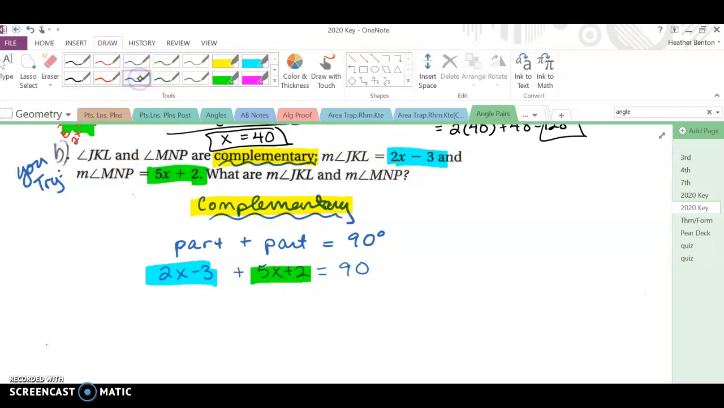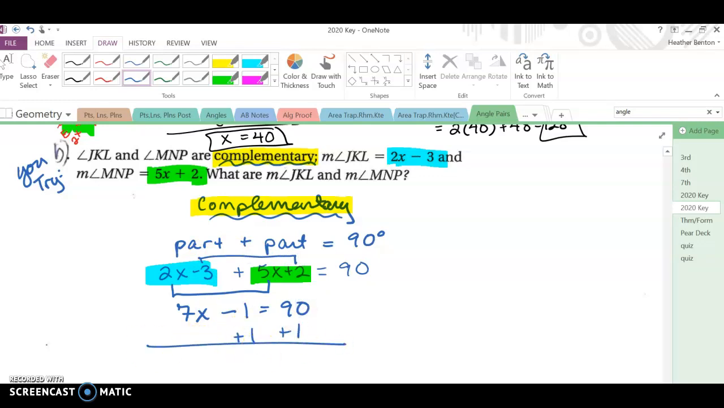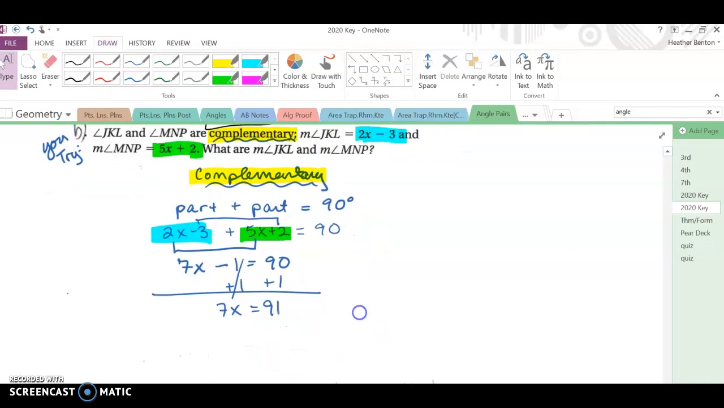From here, because these two parts are on the same side of the equal sign, we're going to combine like terms. 2x and 5x is 7x. Negative 3 and positive 2 is negative 1. We're going to add 1 to both sides. So let's cancel and we get 7x equals 91. And then divide by 7 and x equals 13. Then we would plug those back in.